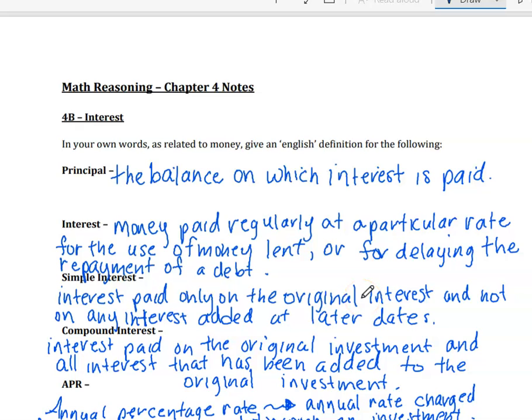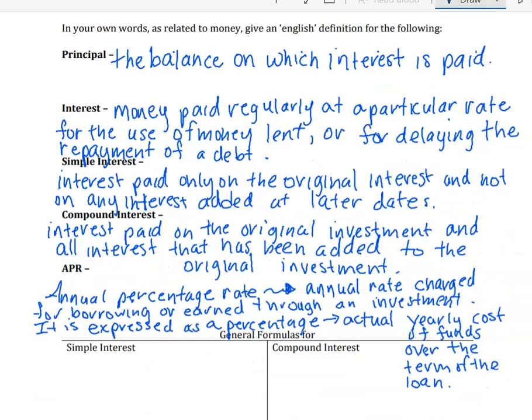Okay, we're in chapter 4, and today we're going to be discussing lesson 4B, which is all about interest. The principal is the balance on which the interest is paid. We're going to work several example problems to drill down these definitions. Interest is the money paid regularly at a particular rate for the use of the money lent or for delaying the repayment of a debt. If you're calculating simple interest, you only calculate interest on the original amount and not on any interest added after that.